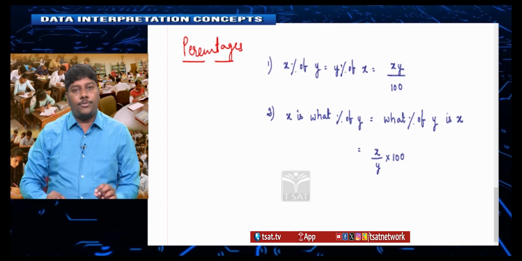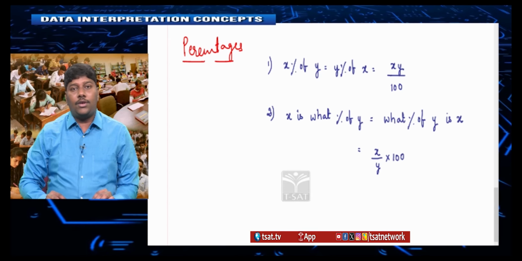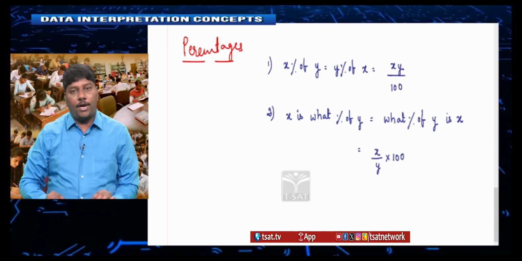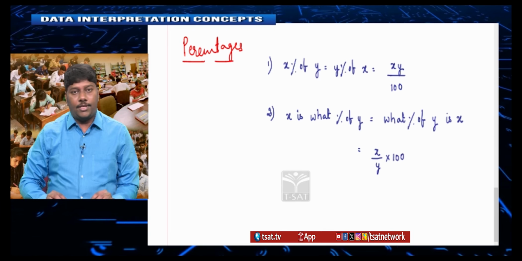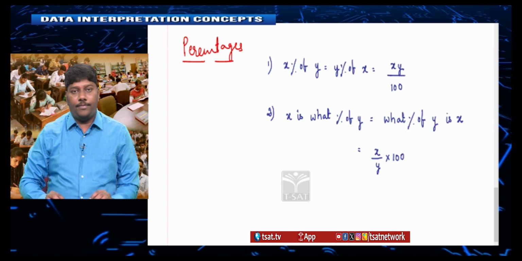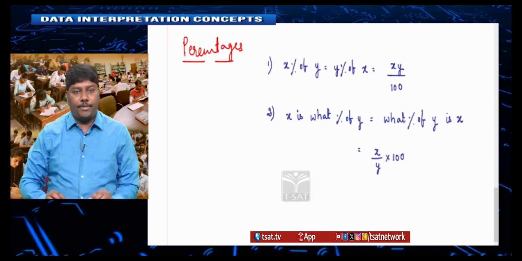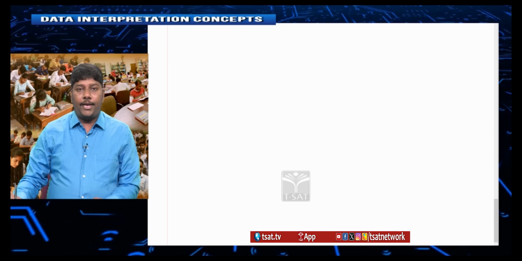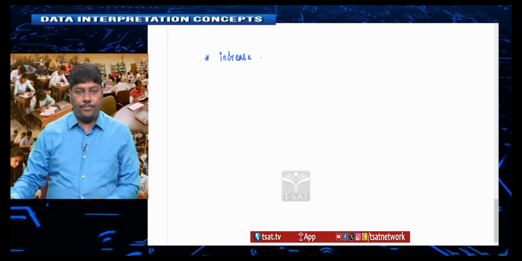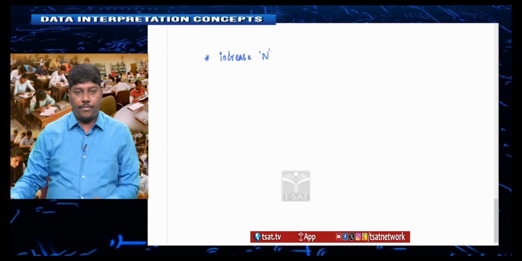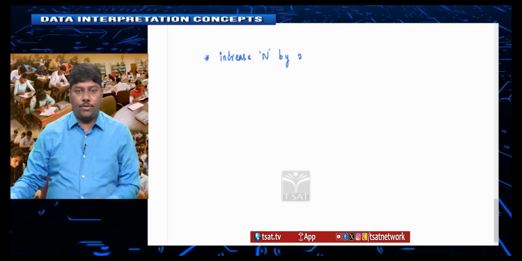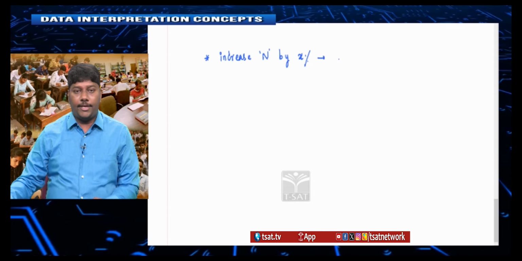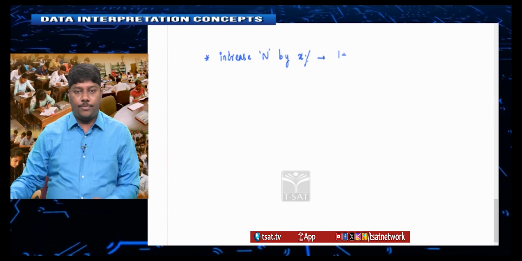The second one they may also ask: what percentage of the cars produced in 2020 is equal to cars produced in 2015. So here X is nothing but cars produced in 2015, and Y is nothing but cars produced in 2020. This 2015 and 2020 I am taking is purely an assumption. If you want to increase a number N by X percent, you simply multiply that number N with 1 plus X by 100.